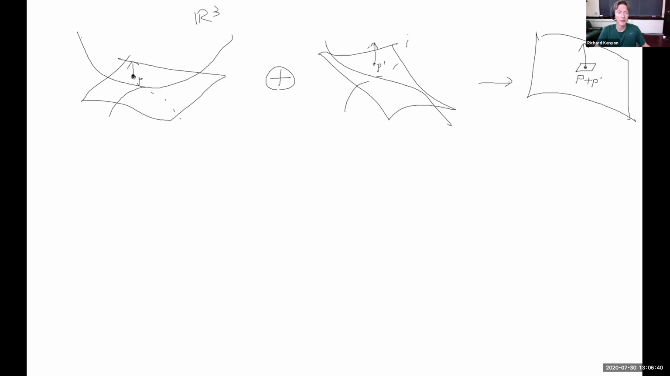Of course, you might object that this surface may have several points with the same normal vector, but it's really a local operation. If you start with P and P prime near here, and then you start varying the normal vector, you're going to get a little patch, and then you analytically continue to a patch around here. Does that make sense?